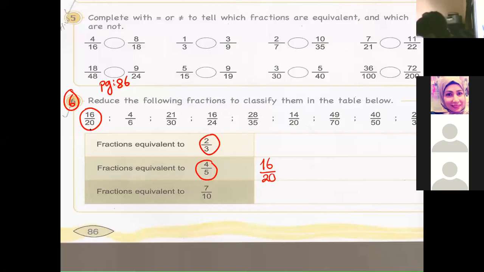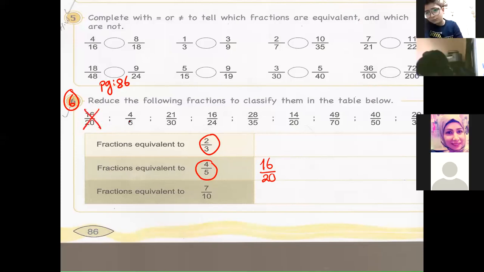Can I do the second one? I will choose from my list. I will cross out 16 over 20. Now 4 over 6.